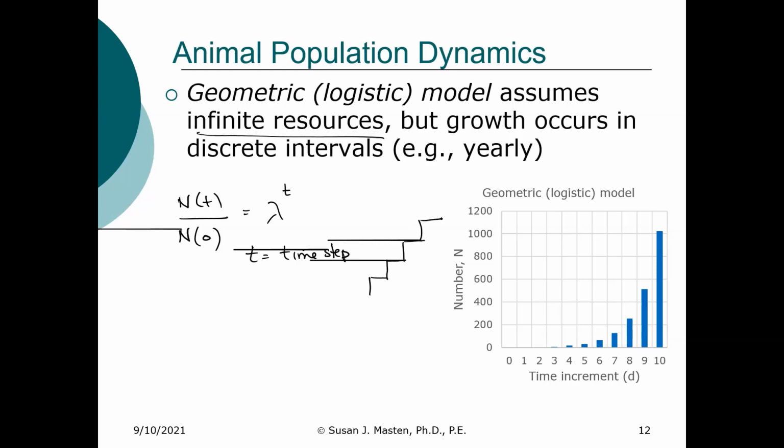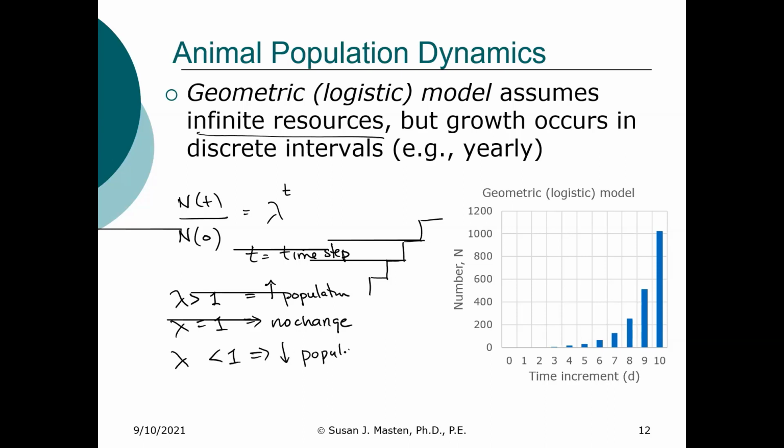If lambda is greater than 1, then you see an increase in population. If lambda is equal to 1, then there's no change, and I apologize for these lines. And if lambda is less than 1, then there's a decrease in the population. Again, this assumes a closed system, so we don't have organisms that can move in and out of the system.